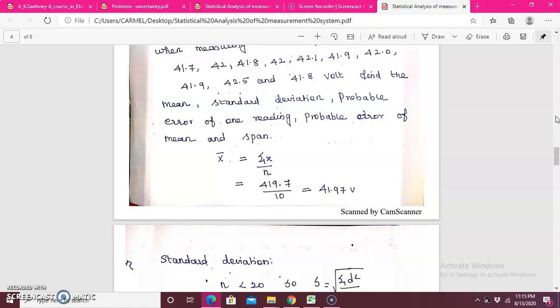So the x bar, that is your mean, is equal to summation x divided by n. So if you are adding those values, you will have 419.7, and here the 10 values are there. So the n is equal to 10. So which is equal to, you will have 41.97.